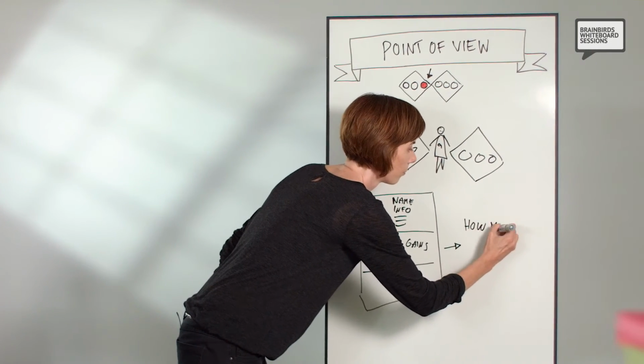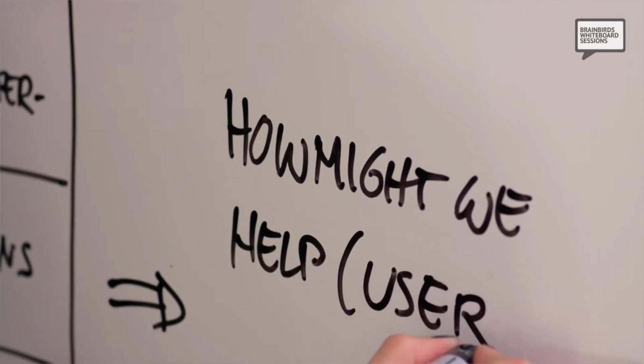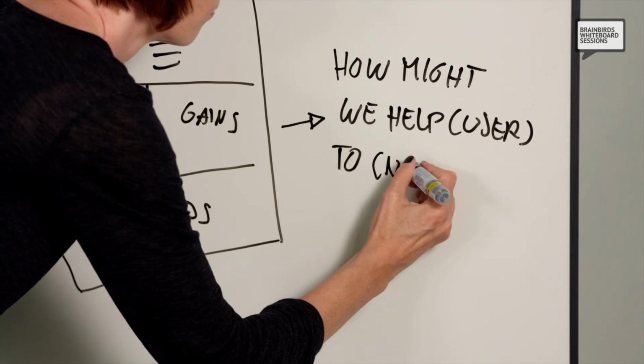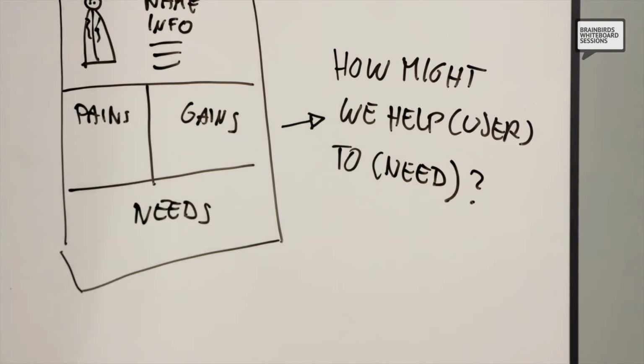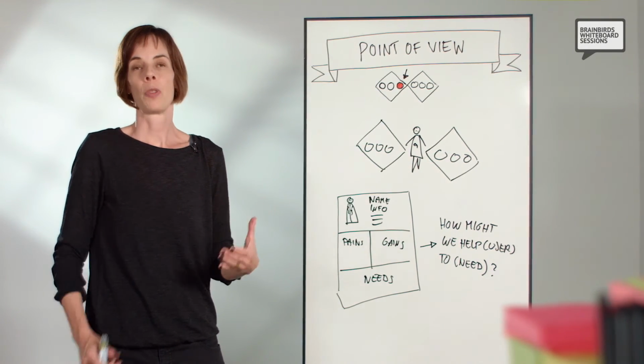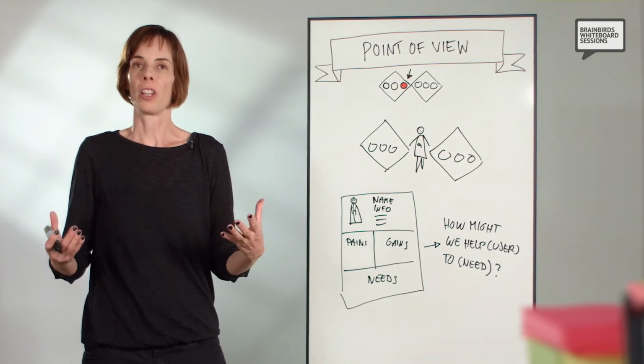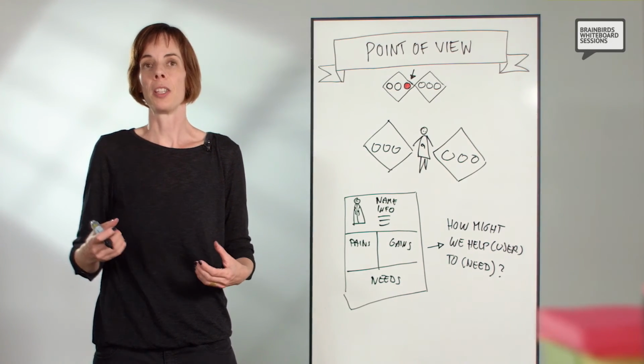So once we've actually created our persona, we can then formulate a question which is automatically the starting point for the next phase, the ideation phase. Let's have a look at this. So in the example of Thomas, it could be, for example, how might we help Thomas to further his design thinking competencies? The how might we question is automatically the starting point for our idea generation.